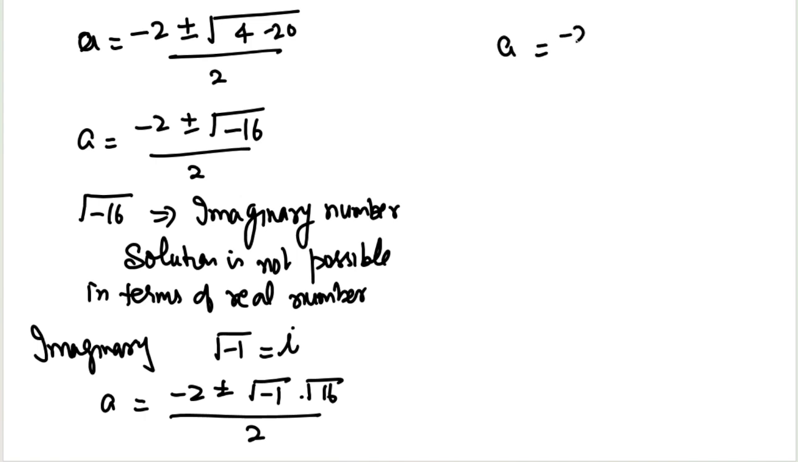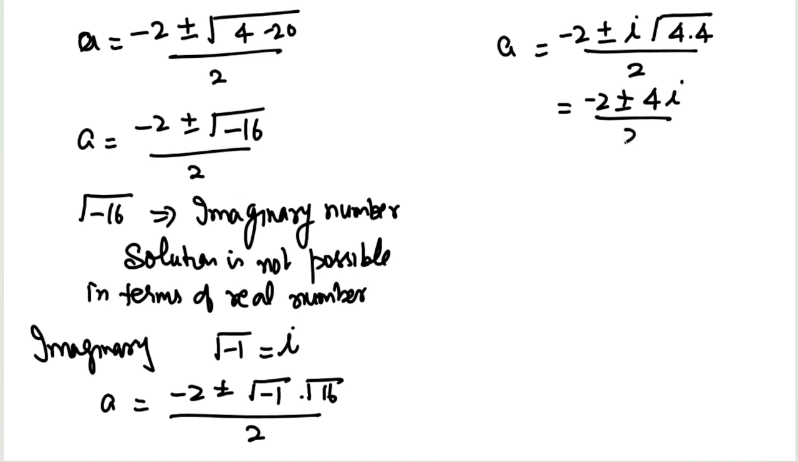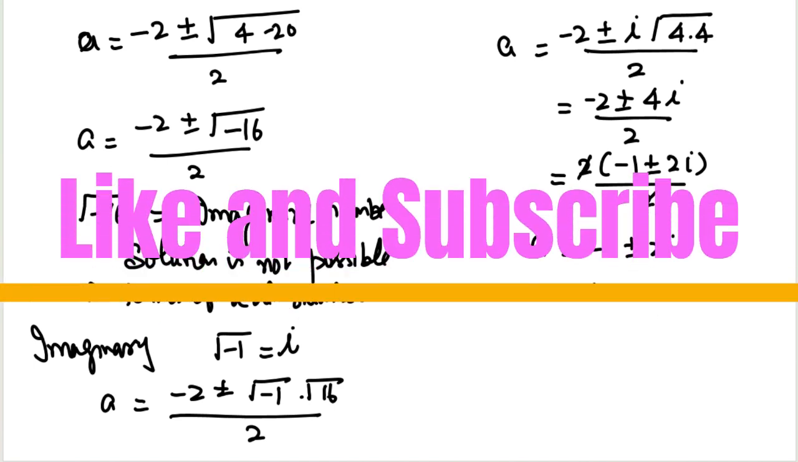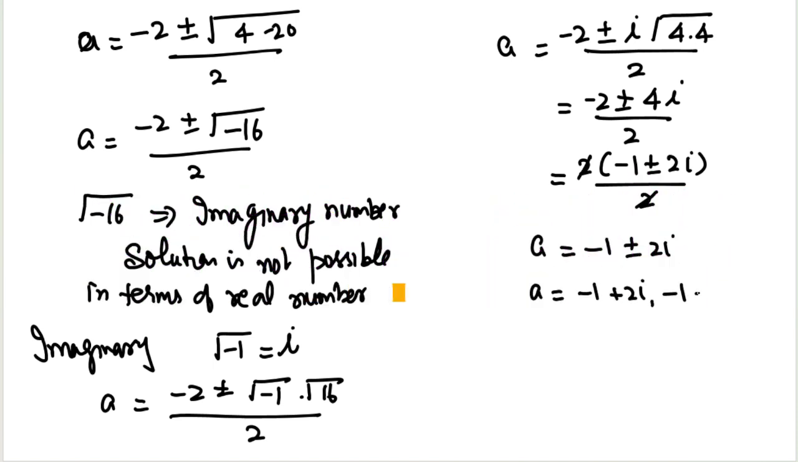So a equal to -2 plus minus iota, and 16 is a factor of 4 into 4, and this -2 plus minus we can write root 4 into 4 can be written as 4 iota upon 2. Now we take 2 common, तो -1 plus minus 2 iota upon 2 and this 2 cancel out. तो value of a is -1 plus minus 2 iota. तो वैल्यू हो गई a की -1 plus 2 iota और -1 minus 2 iota.